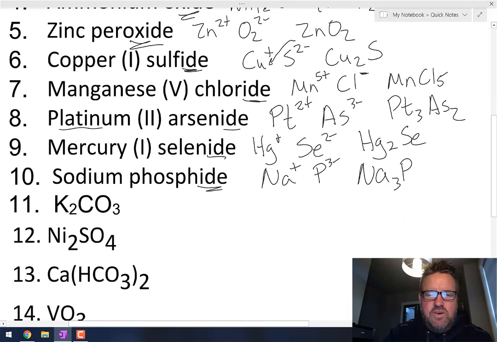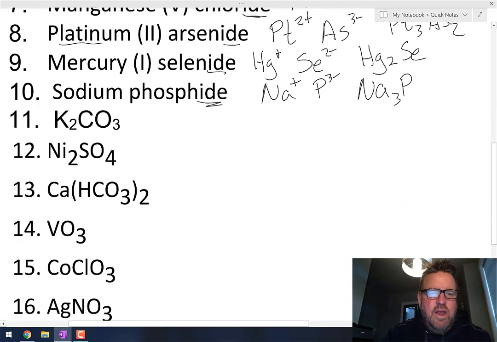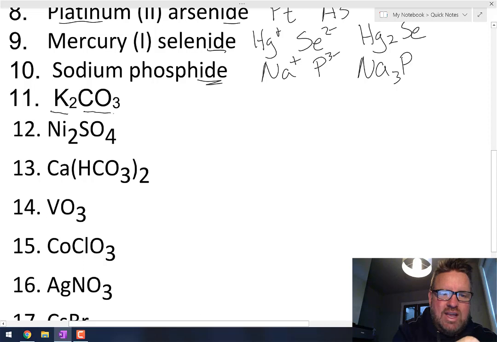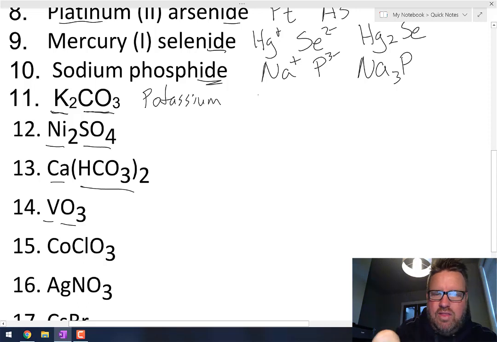Okay, so there's the first 10. Number 11 says K2CO3. Again, like with all ionic compounds, it's identifying that's the positive, that's the negative, positive, negative, positive, negative, positive, negative. Then just writing out the positive is potassium and the negative is carbonate. Now, if you're not sure if it needs a Roman numeral or not, leave a little space there to put one in if you need one.